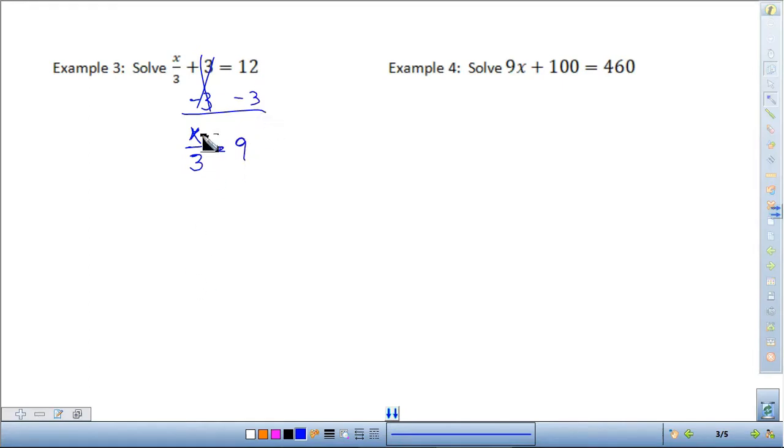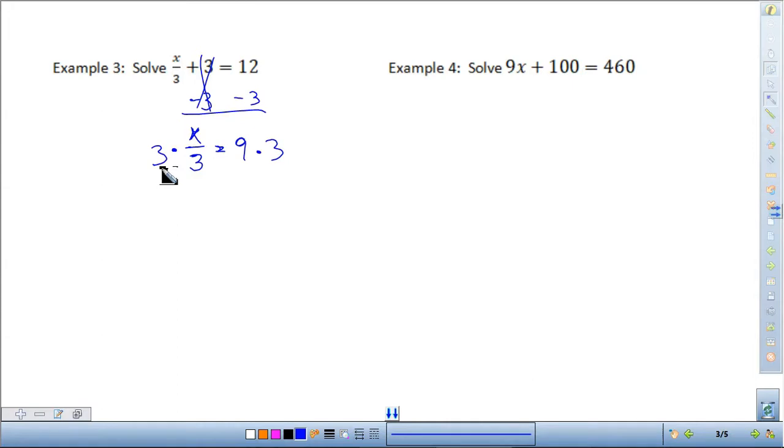At that point, x divided by 3, the inverse of that, or the opposite of that, would be multiplying by 3. So we're going to multiply by 3 on both sides. The 3s are going to cancel out here, and for some people, it's a little tricky to see, to understand why that cancels out.